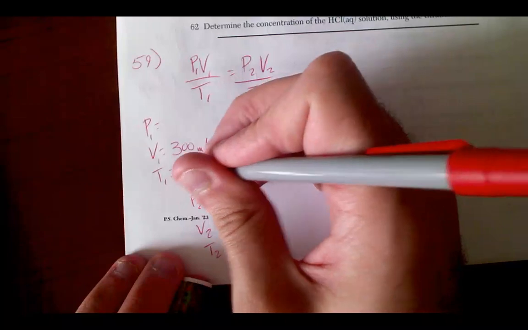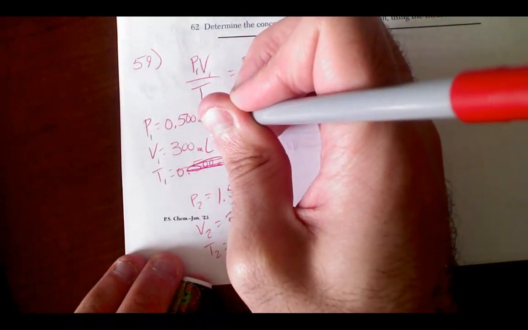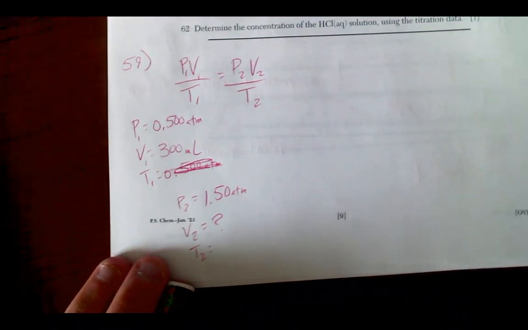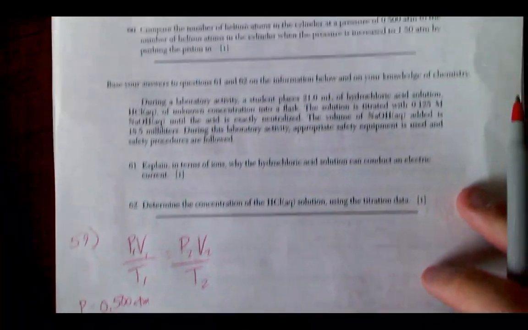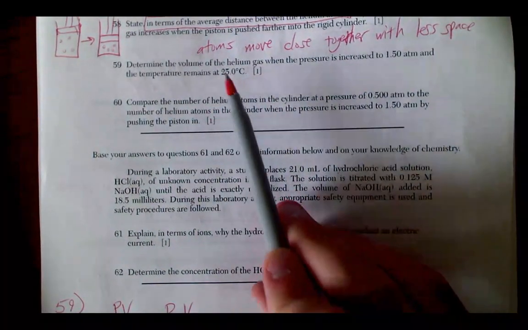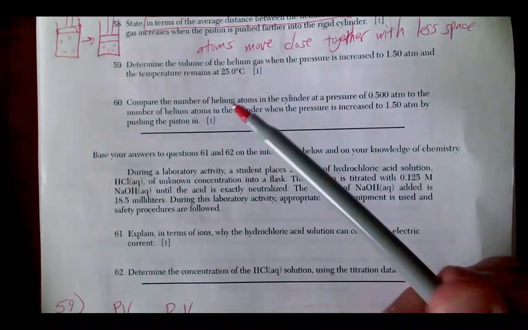I wrote this in the wrong place. Pressure should be up here. One correction. That should be up there. Pressure increases, but the question also says the temperature remains at 25 degrees Celsius. Temperature did not change.